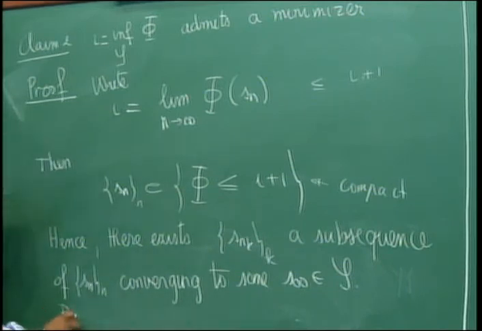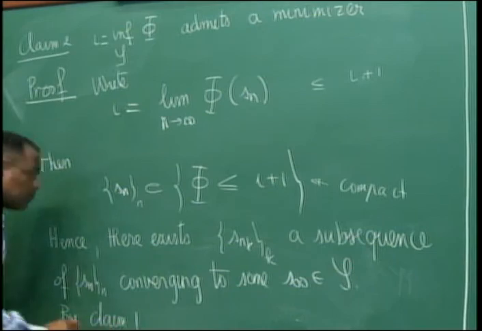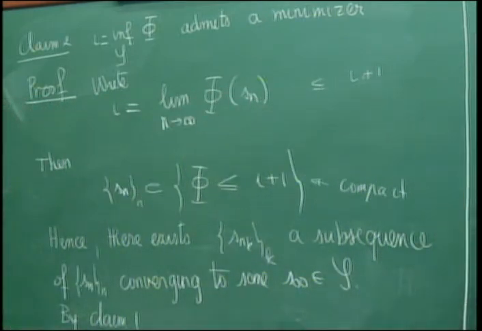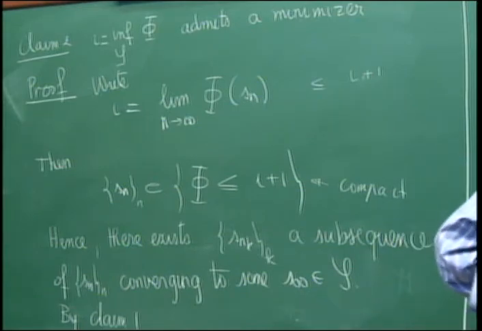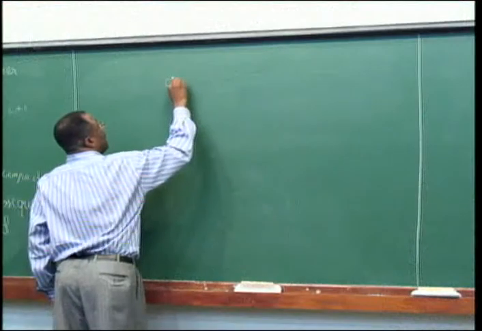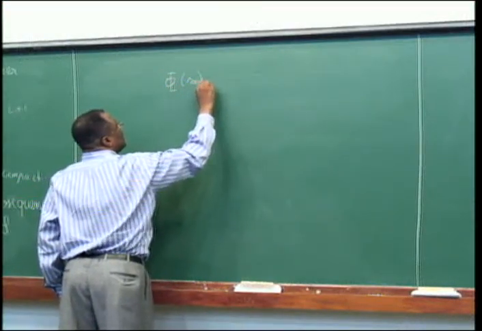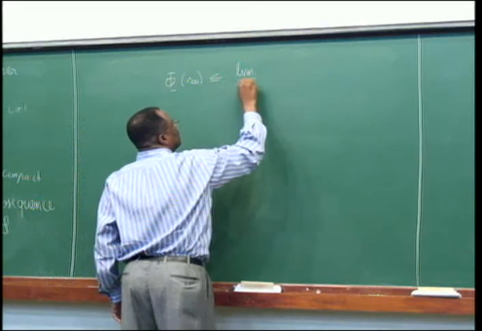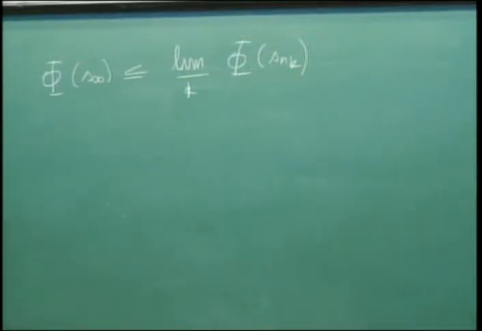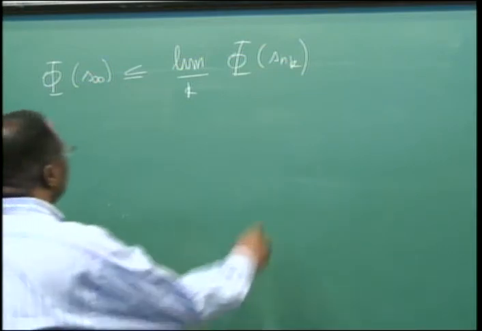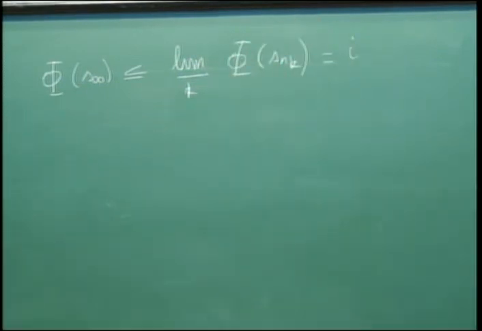By claim 1, phi of S infinity is smaller than the limit infimum over k of phi of Snk. But this is a decreasing sequence. The limit of the subsequence is equal to the limit of phi of Sn. This is I. Question?